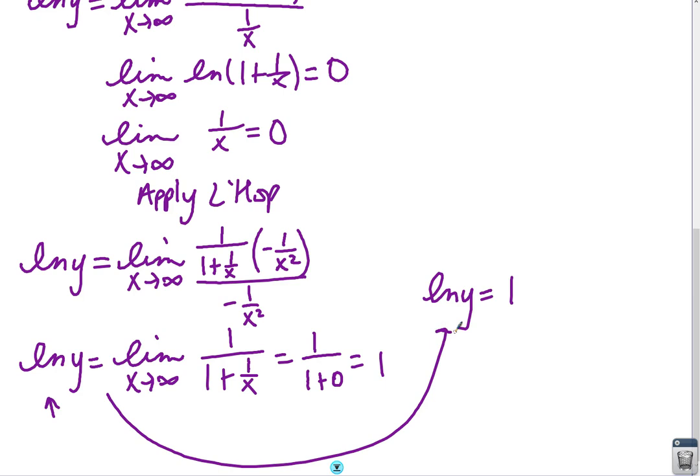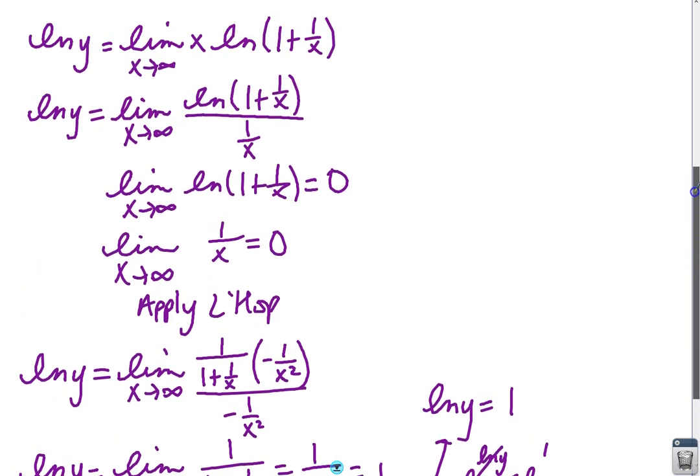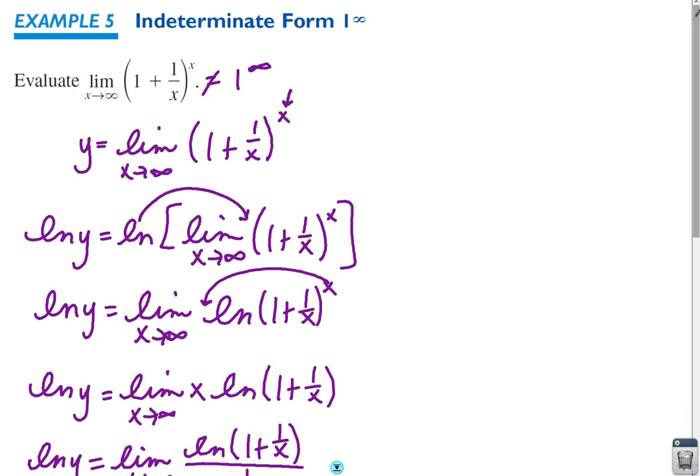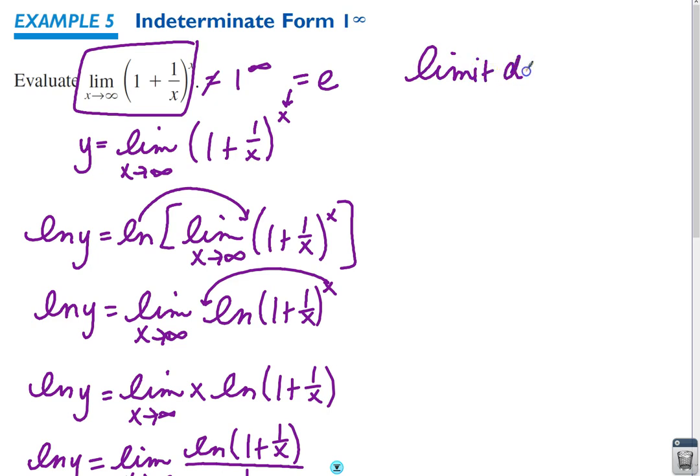Well, if the natural log of something is 1, to get rid of the natural log, you take e to both sides. So e to the natural log of y is equal to e to the 1. Those two cancel out. y is equal to e. So this whole crazy thing at the very beginning, this limit, is actually e. And this crazy thing right here, guys, is actually what we call the limit definition of the concept of e.